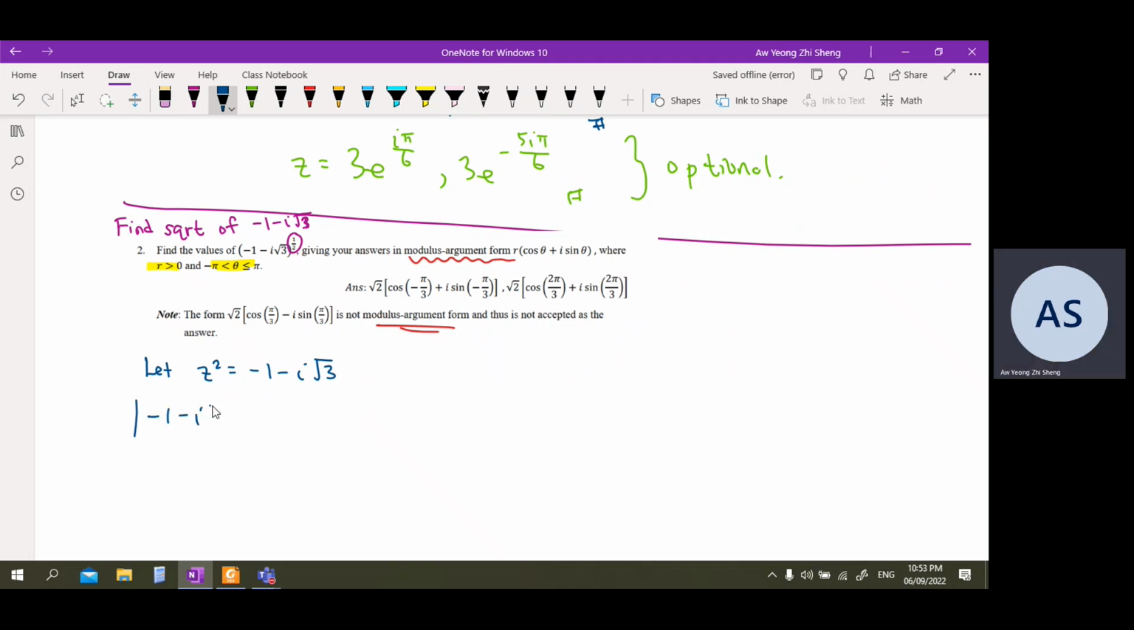So the modulus of -1 minus i root 3 is the square root of (-1) squared plus (minus root 3) squared. I'm using the formula square root of x squared plus y squared. And this gives me the square root of 4, which is 2.